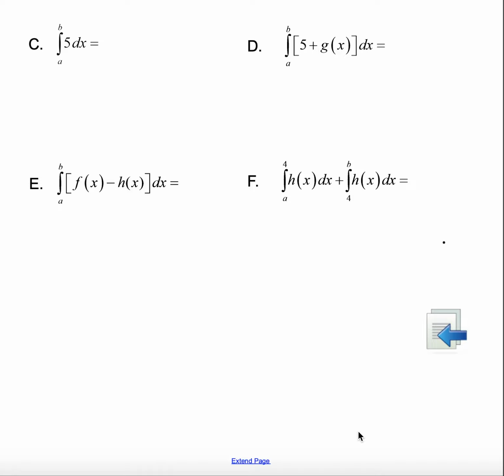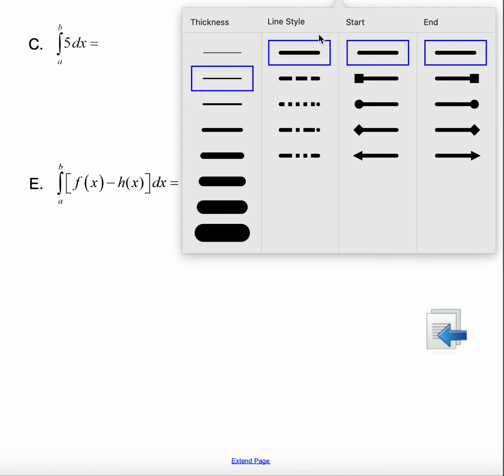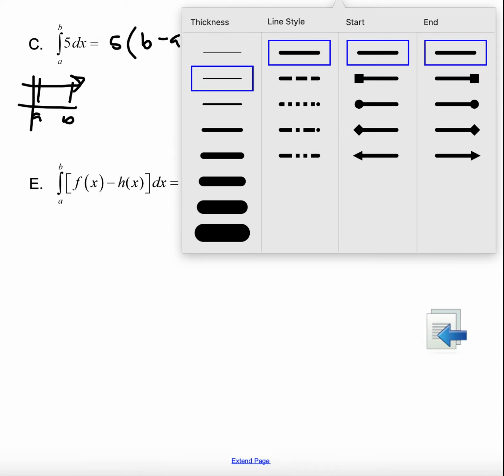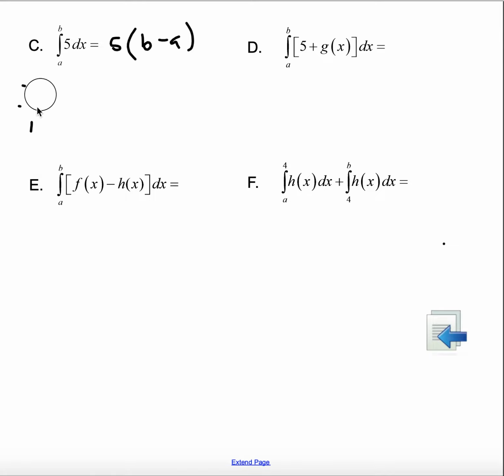All right, we're going to continue with example 2, part C. This one is just the integral of a constant, and from the properties we see that this is just going to be 5 times b minus a. Again, the idea is that this creates a rectangle from a to b, and the area of a rectangle is length times width, so that makes a lot of sense. Since we do not know what a or b are, we just leave it at that. If you want, you can distribute the 5.